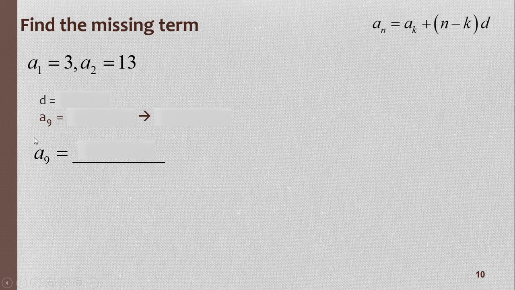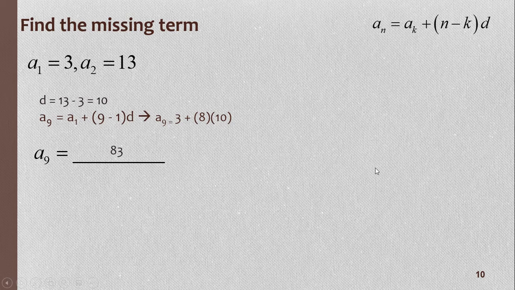All right, let's find the 9th term here. If I know what a sub 1 is and a sub 2, then I know that my difference is 10. So for my 9th term, I could use this formula, knowing that a sub 9 is going to be equal to a sub k, and I'll use 1 because I know what that is, plus n minus k, so 9 minus 1, times my difference d, which is 10. And I can figure out that a sub 9 is equal to a sub 1, which is 3, plus n minus k, which is 8, times my difference 10, and that's equal to 83.